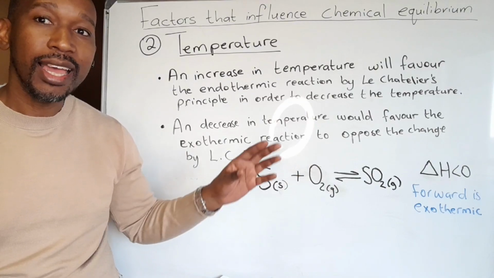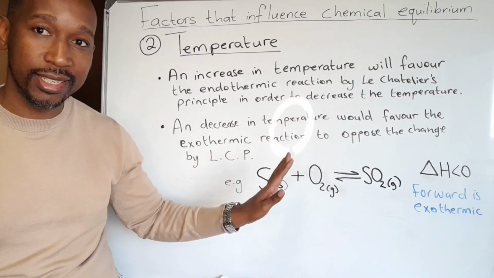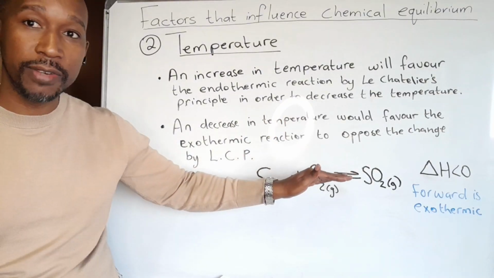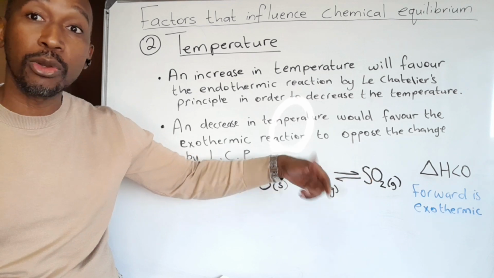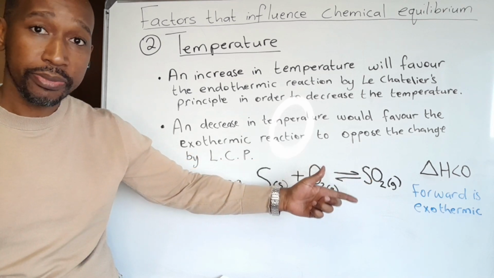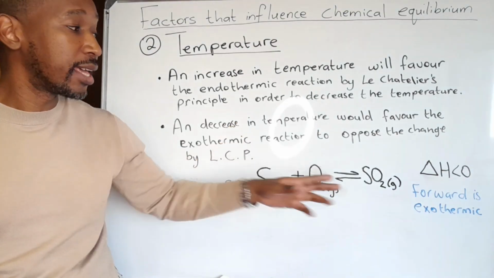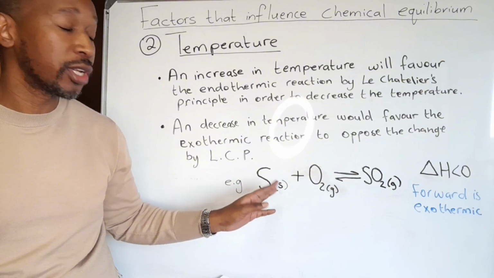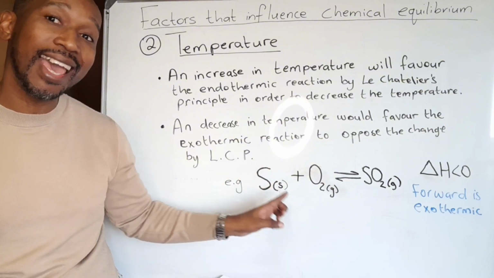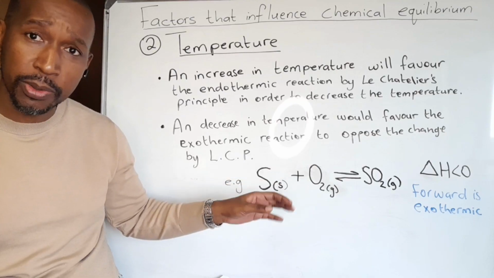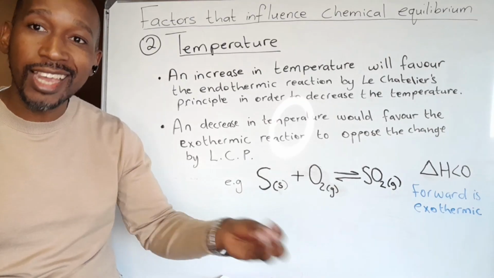So if temperature is decreased, the forward reaction would be favored in this case because it's exothermic, in order to increase the temperature. But if temperature is increased, then the reverse would be favored in order to decrease the temperature because it's endothermic. By Le Chatelier's principle, it would be opposing the change done.